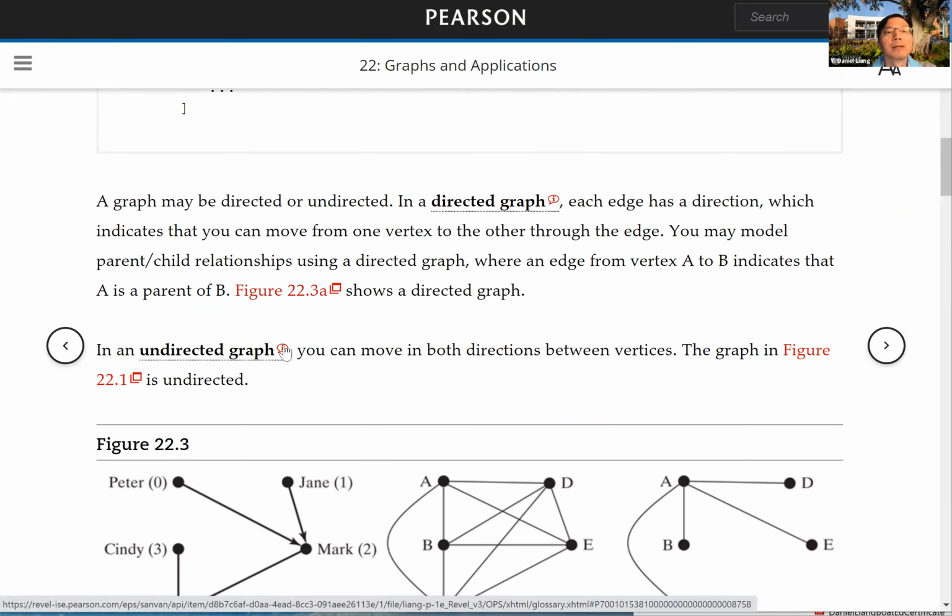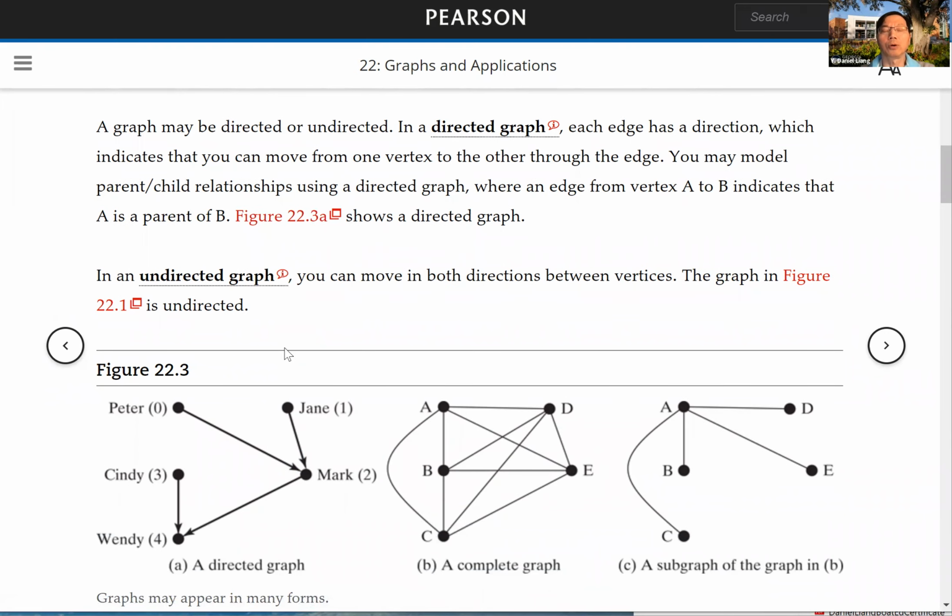A graph may be directed or undirected. In a directed graph, each edge has a direction. For example, in this graph, there's a direction from Peter to Mark and Jan to Mark. Now, this is called a directed graph. Now, the graphs in B and C are undirected graphs, meaning you can go either way, from A to D or D to A.